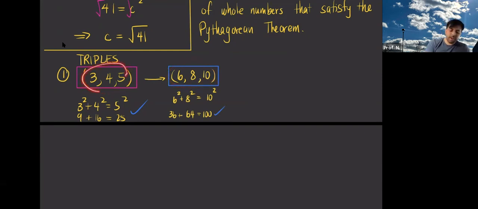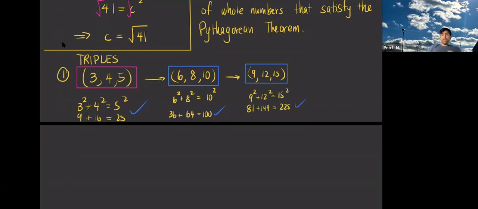What if I get 3, 4, 5 and triple it? What would I get now? 9, 12, 15. Is this a Pythagorean triple? Let's check. 9 squared plus 12 squared. Does that equal 15 squared? I get 81 plus 144. If you add that up, does that give me 225? Yes, it does. So look at this, guys. 9, 12, 15 is another Pythagorean triple that comes from the main root, 3, 4, 5.